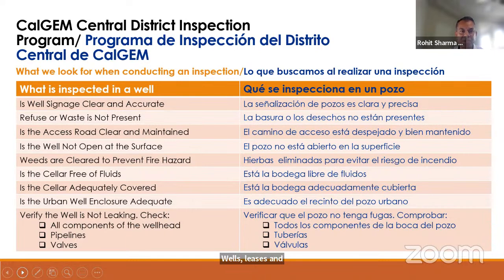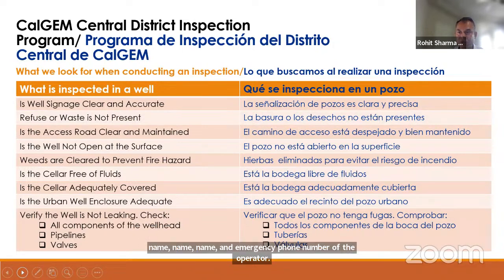During the field inspection, if we encounter a violation, we then issue a notice of violation to the operator and then conduct a re-inspection after the violation has been corrected. The focus of these inspections is to protect public health and the environment. So what we look for when we go out to do the well inspection, there are a number of things that we look for in a well, like the well sign, which needs to have a well name, number, lease name, and the name and emergency phone number of the operator.